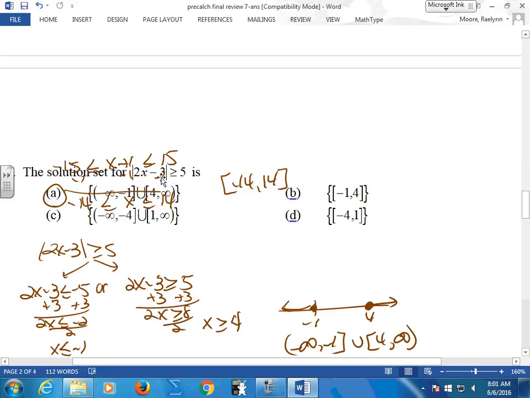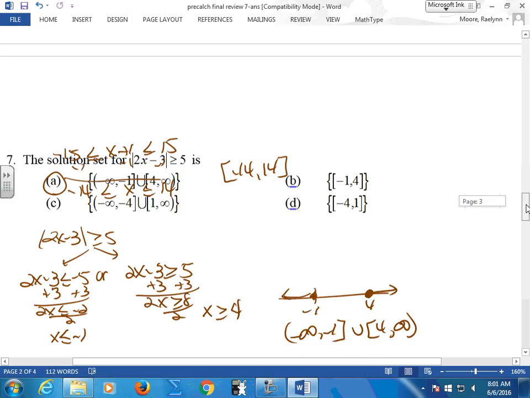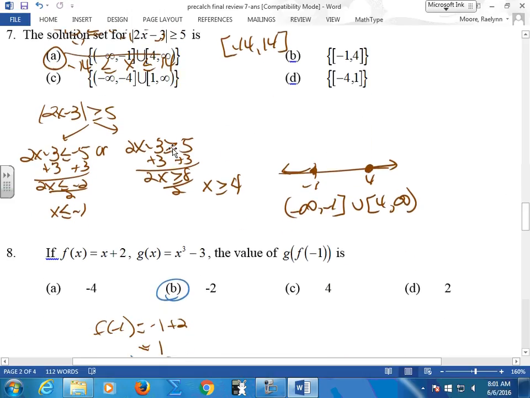This solution set, again, here's an OR statement. It's isolated. There's your OR. Keep it the same way to the right. Take the negative to the left. Reverse the sign. Solve them both, and then put them on a number line and give me your interval.